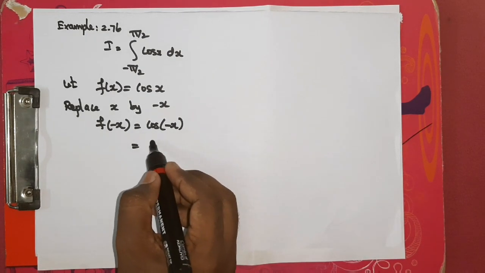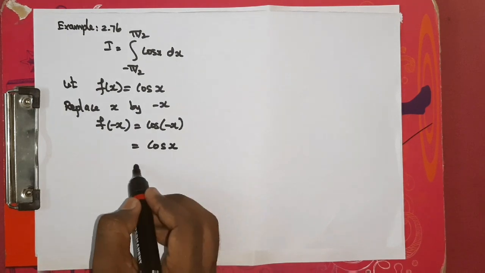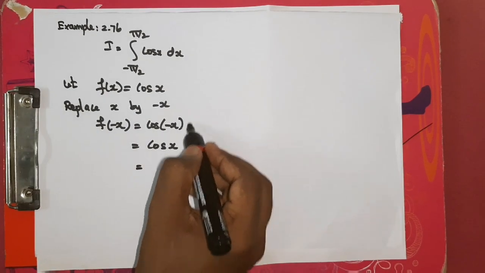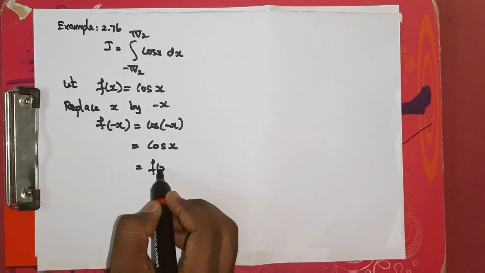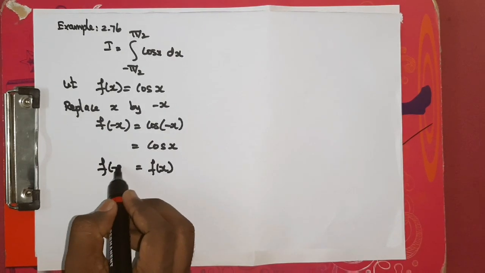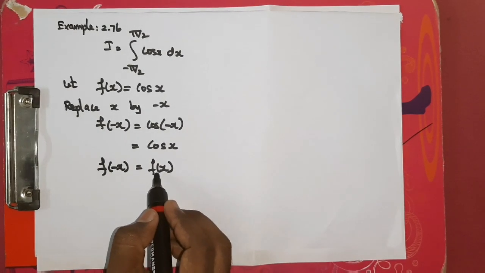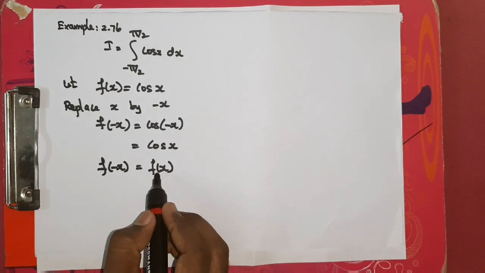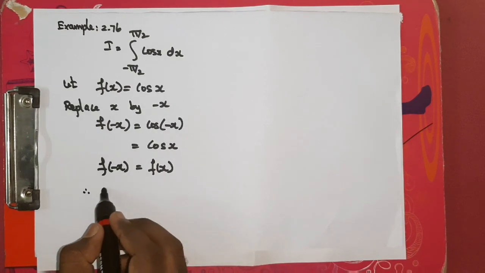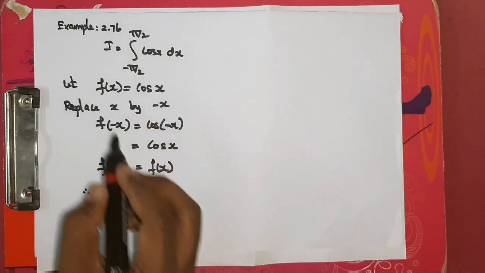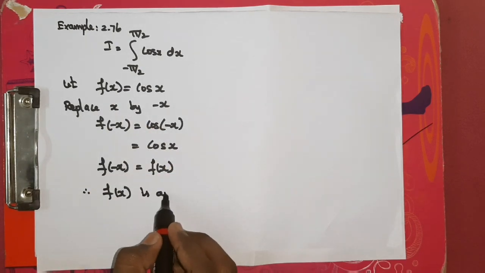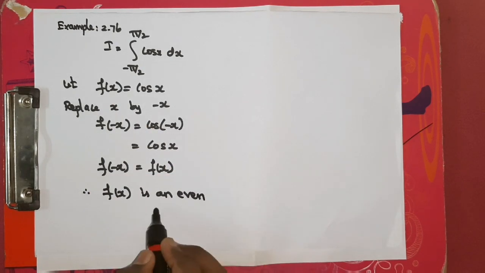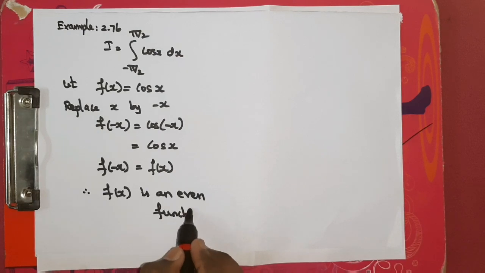So cos of minus x becomes the normal cos x, right? So it looks like the original function. I found f of minus x, but that answer is nothing but f of x. So it is an even function. The given f of x is an even function. Okay, what happens if it is an even function?